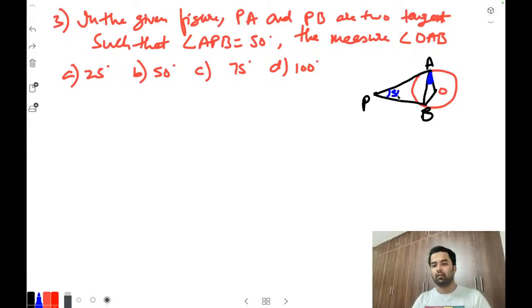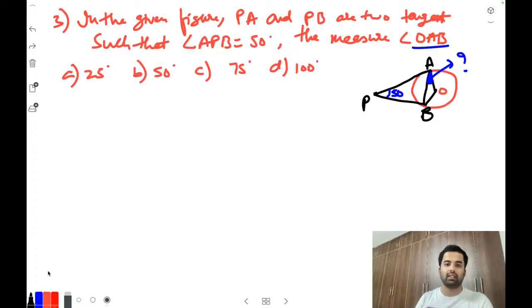This is 50, given. What are you going to do here? Let me know, boys and girls, what you will do. Get me the value of OAB, this blue color. What will come? Figure out the answers. Those who don't know, you can see the screen. Those who know, you can figure out the answers, okay?